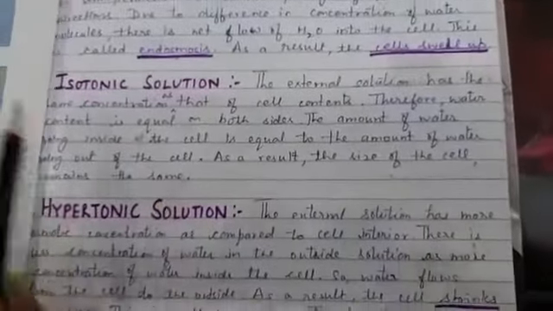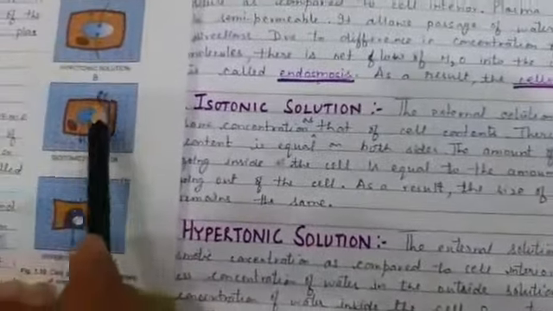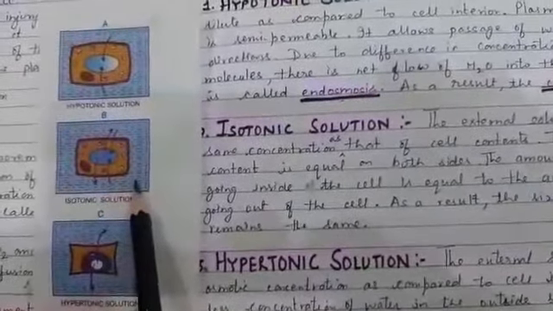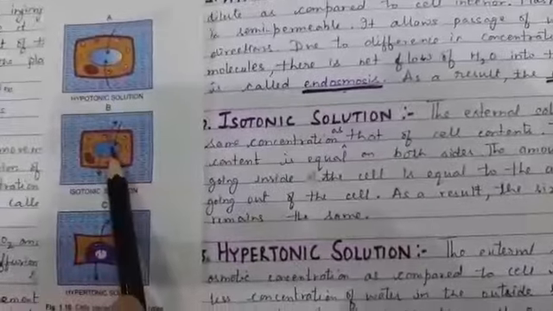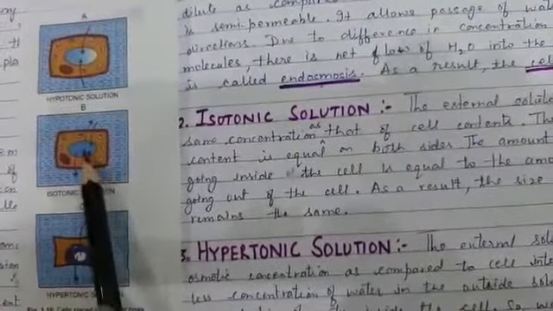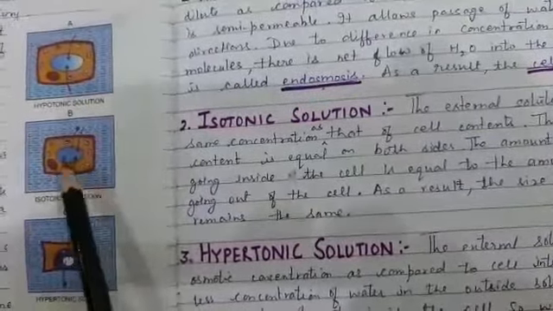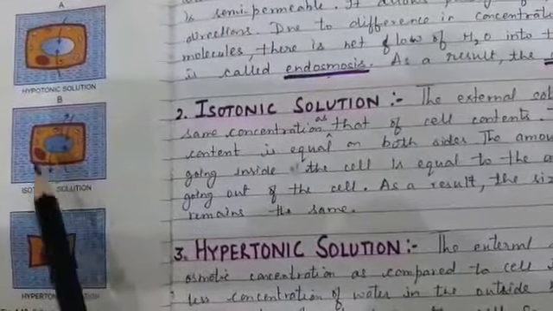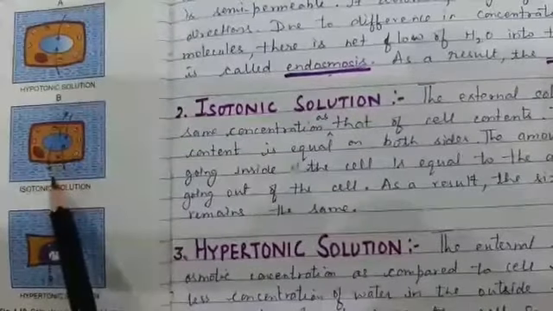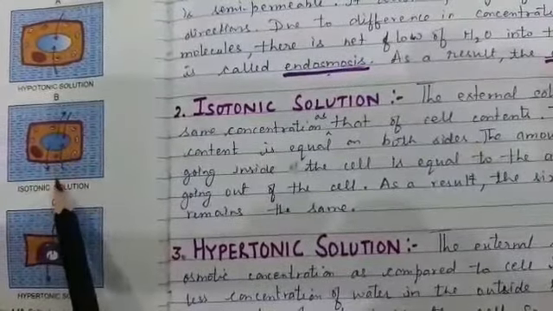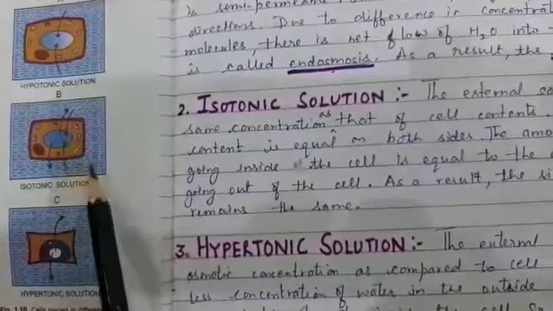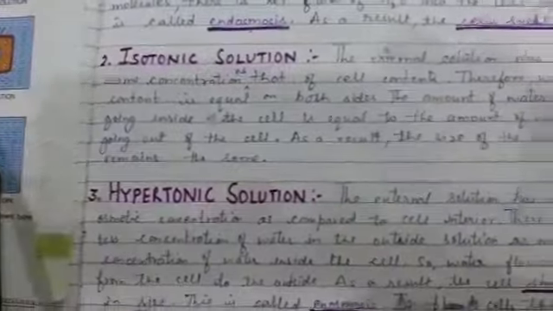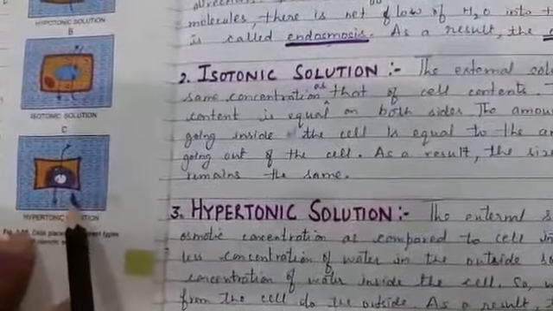You can see from the second figure that the solution is isotonic. It means that the external solution has the same concentration as that of the cell contents. Therefore, the movement of water is equal. The amount of water going inside the cell and the water molecules coming out of the cell will be the same. And the size of the cell will remain the same. It will not change. Now the third situation is when we place the cell in hypertonic solution.